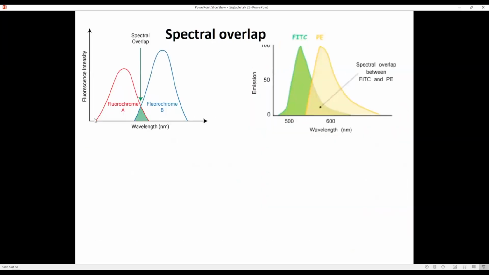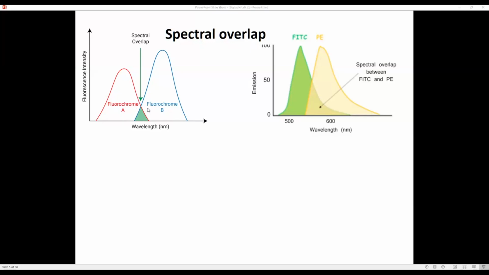Now, FITC gives you an emission spectrum, correct? Assume that fluorochrome A is your FITC. It gives an emission spectrum like this. And PE is another fluorochrome, which gives an emission spectrum, something like this. For example, 400 to 500, and this is some 450 to 600. Now, at one point, you can see there is an overlap in the emission spectrum of two fluorochromes, FITC and PE, right? This is called spectral overlap. This is called spectral overlap, okay?